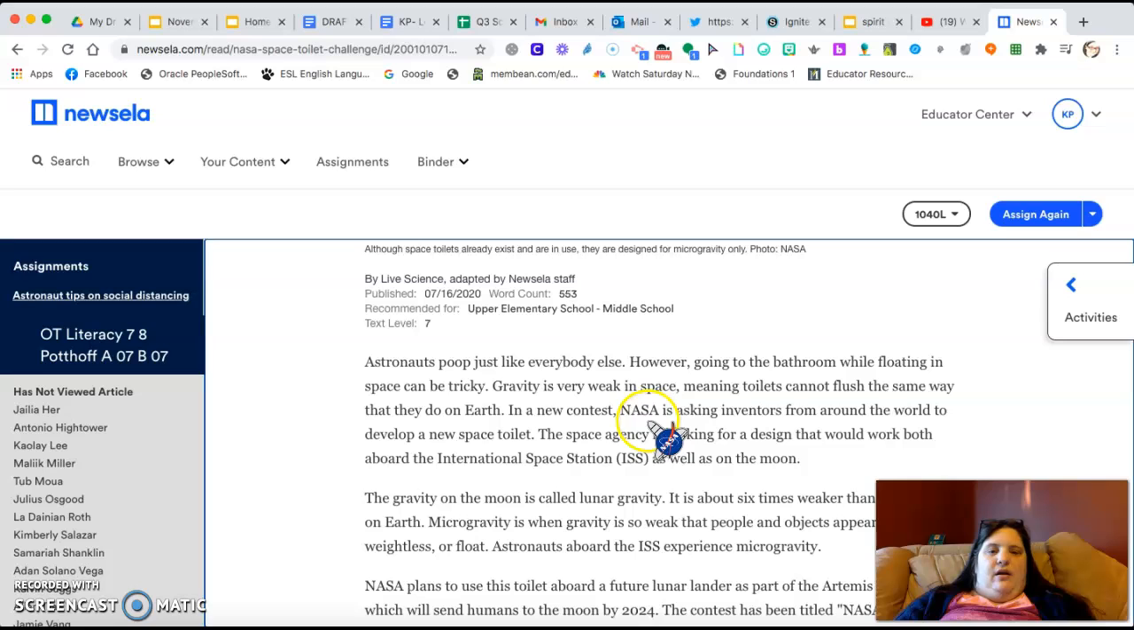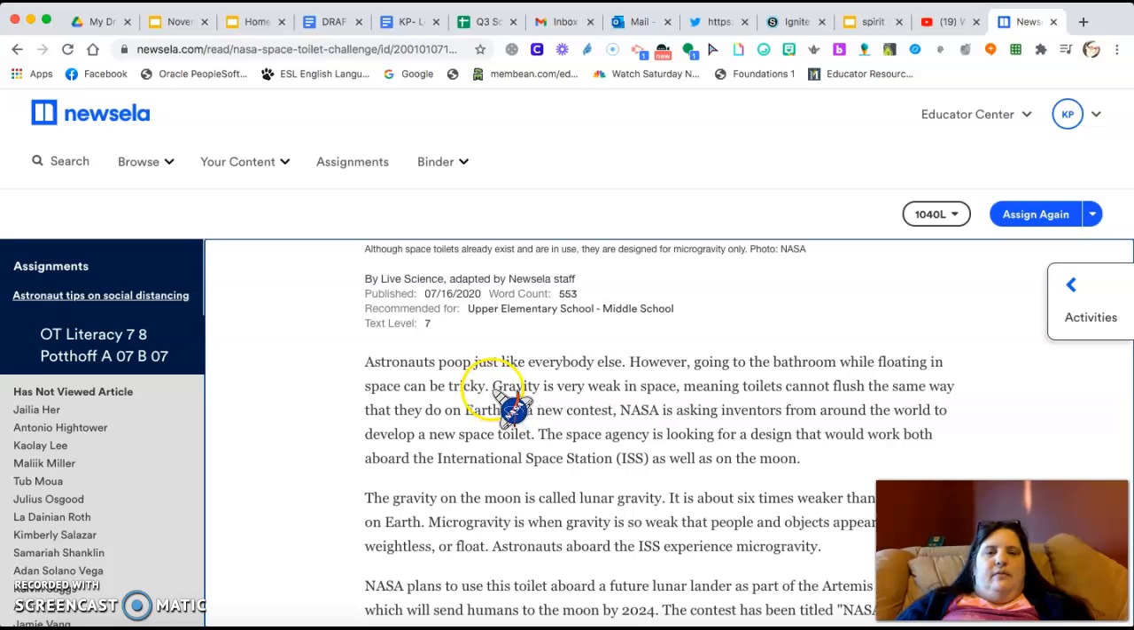Okay, so I could maybe make a connection to something I've thought before about how do astronauts go to the bathroom in space. Maybe I can challenge what this is thinking of, or what this is talking about here. So gravity is weak in space.